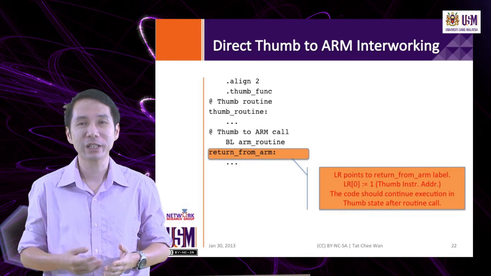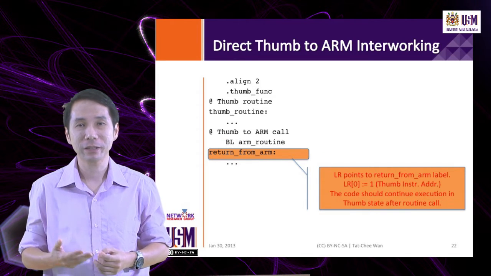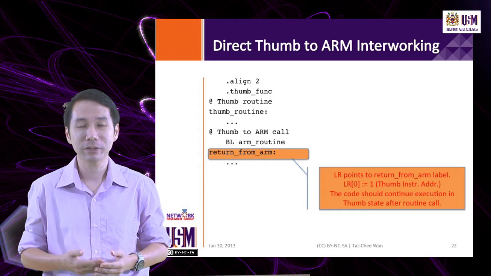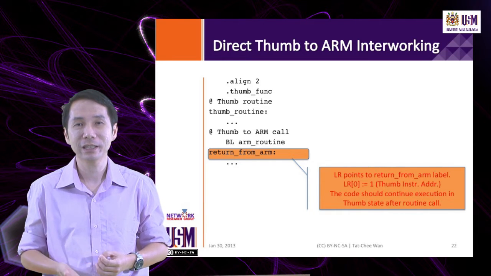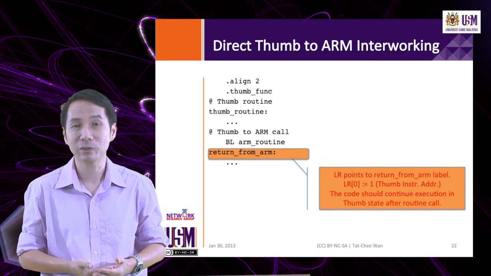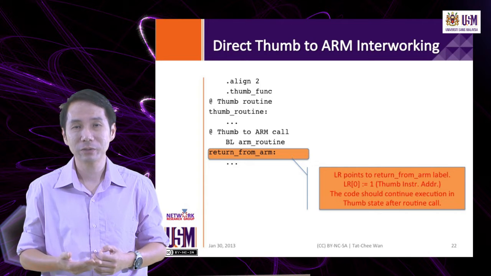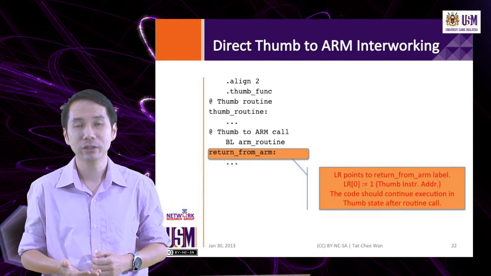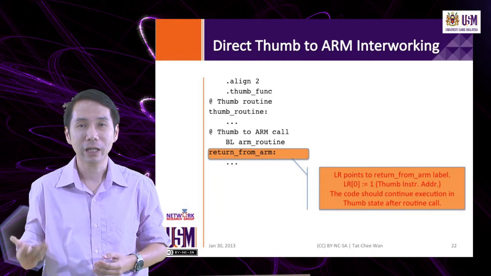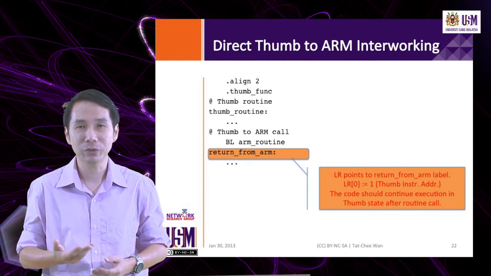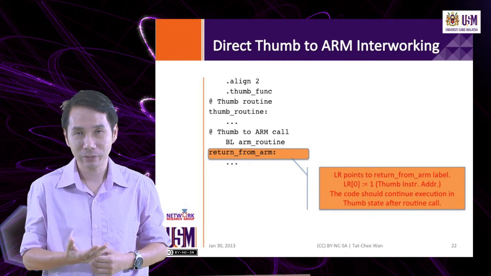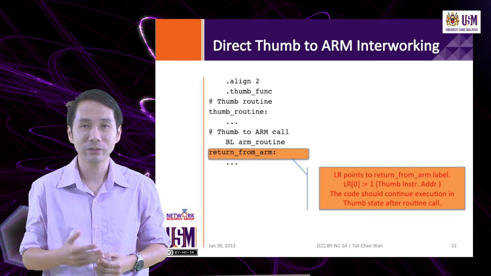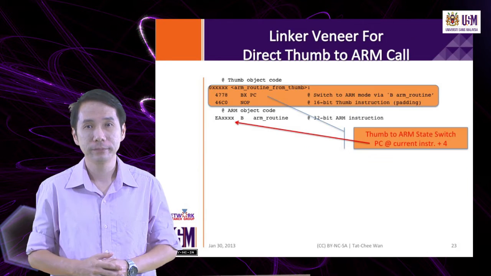When we perform the branch and link instruction, several steps take place. First of all, the return address is taken from the label return from ARM, which is the next thumb instruction in the sequence. The return address will have the bit 0 set to 1 to indicate thumb state, so that when we come back from the ARM routine later and switch to the return address, the return address indicating thumb state will allow us to switch back to thumb mode.